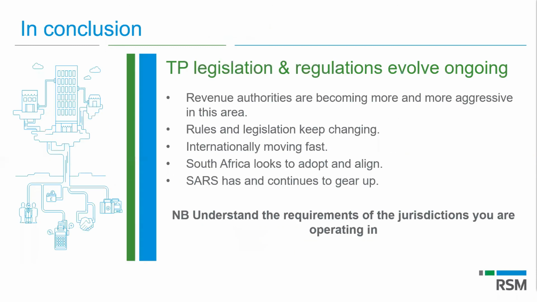So very quickly, in conclusion, and I have popped over the time slightly, transfer pricing legislation and regulations do evolve on an ongoing basis. Revenue authorities are becoming more and more aggressive in this area. The rules and the legislation keep changing and will keep changing. And when we start looking at things like Pillar 1 and Pillar 2, those become fundamental. Internationally, it's moving fast. South Africa looks to adopt and align. So given that we've signed up in terms of the multilateral treaties, we're always looking to adopt and align, even though we are not a member of the OECD.